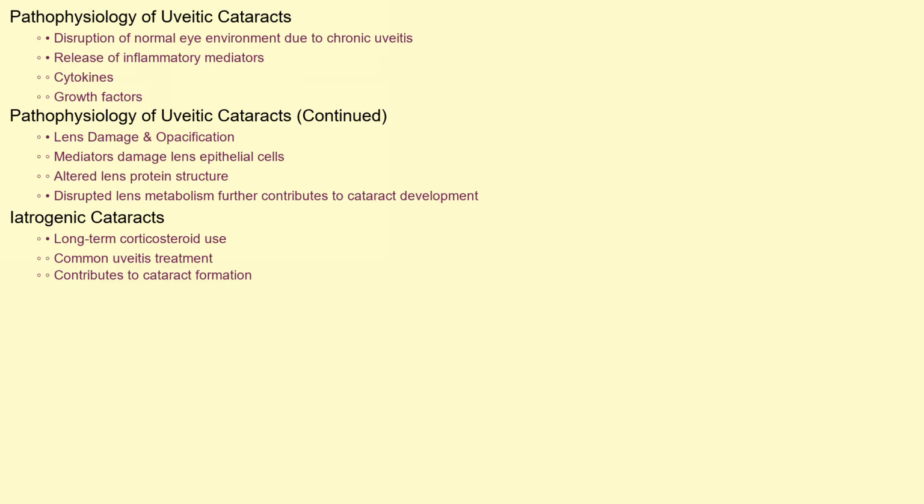Let's delve into the pathophysiology. Chronic uveitis disrupts the normal environment within the eye. Inflammatory mediators, like cytokines and growth factors, are released during the inflammatory process. These substances damage the lens epithelial cells and alter the lens protein structure. This damage leads to opacification or clouding of the lens. Moreover, the inflammation can disrupt the lens's metabolic processes, further contributing to cataract development. In addition, long-term use of corticosteroids as part of uveitis treatment can itself contribute to cataract formation.